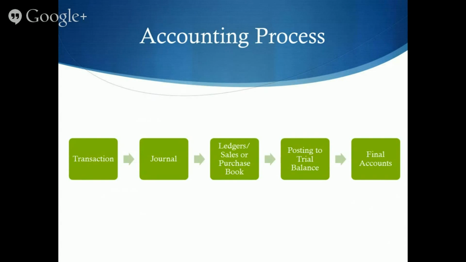Further, the journal moves on with the ledger. Then we post the totals of the ledger to the trial balance, and then we move on to final accounts. This is the general accounting process that is followed.